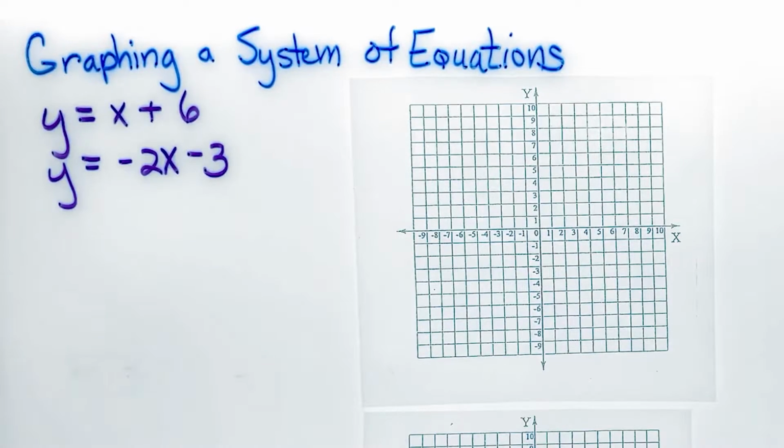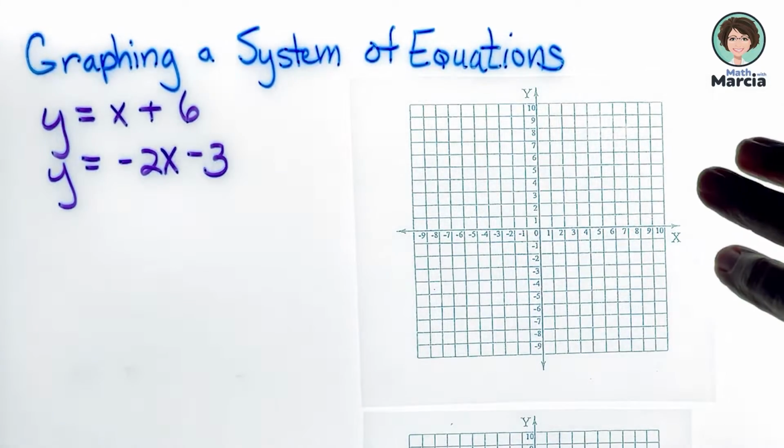This lesson involves graphing a system of equations. Our answer will be an ordered pair that will make both equations true. We're going to use our skill of graphing an equation in slope-intercept form to find the solution.